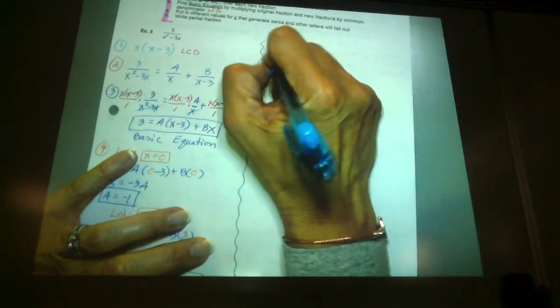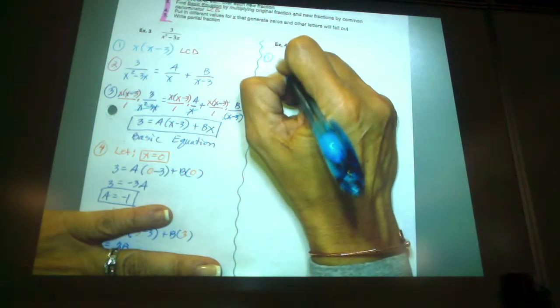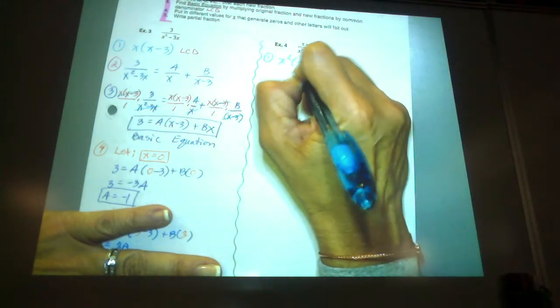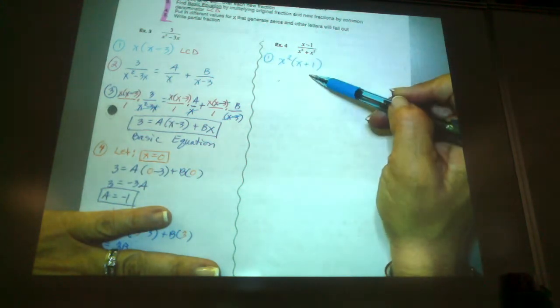We're going to go ahead and follow the same steps. Factor that denominator, what do you get? Yeah, the GCF is x squared, so you get x squared times x plus 1. So here's the problem. You cannot put a over x squared and b over x plus 1.